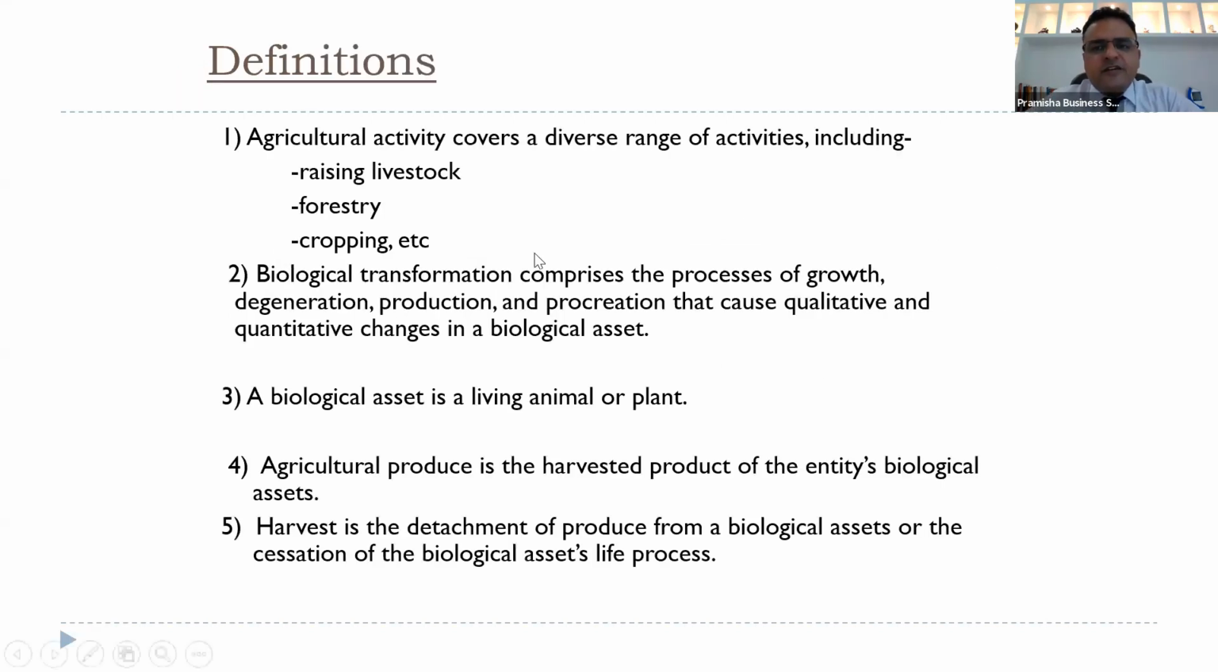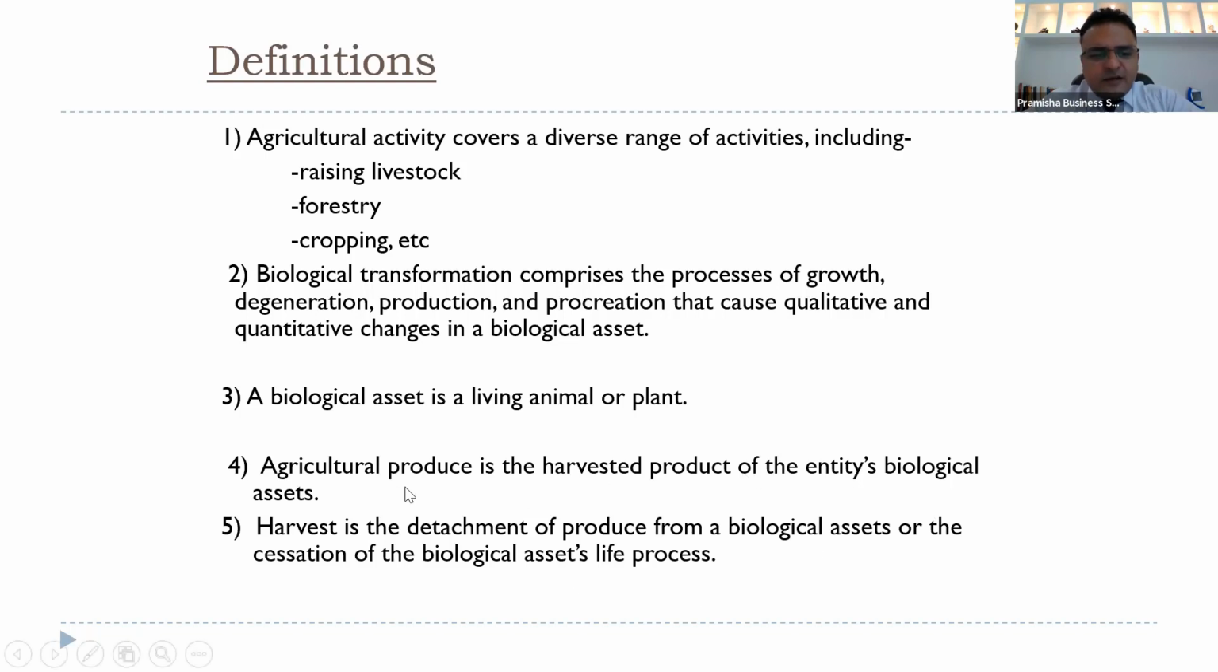The agricultural activity covers a diverse range of activities, including raising livestock, forestry, cropping. So if there is a forest which is unattended, it doesn't come under the purview of IS 41. But if we are specially undertaking this forest activity to convert this forest into logs or lumber someday, that comes under IS 41. It comprises the process of growth, degeneration, production, procreation that cause qualitative and quantitative change in a biological asset. Degeneration means it may decrease in value as it ages. It may not have that value when the horse was young, but as it is towards maturity or the ripe age, it may not be of the same value as it was. It's a living animal or plant.